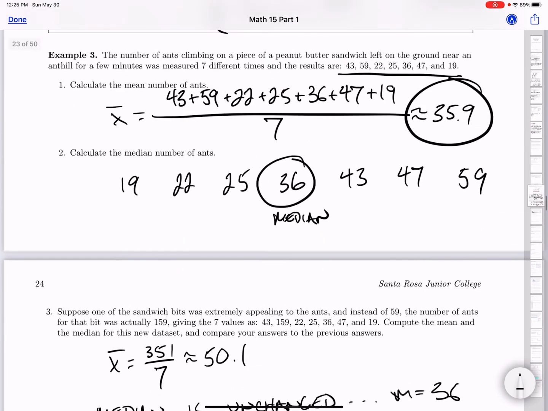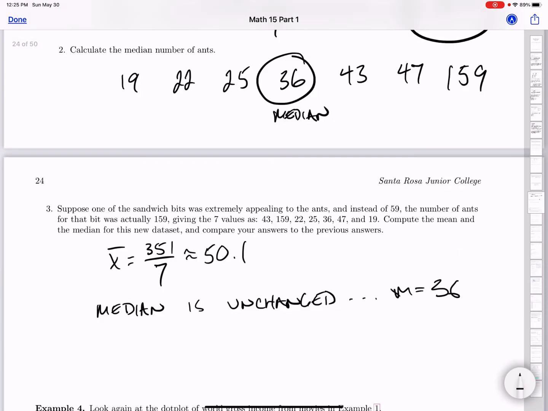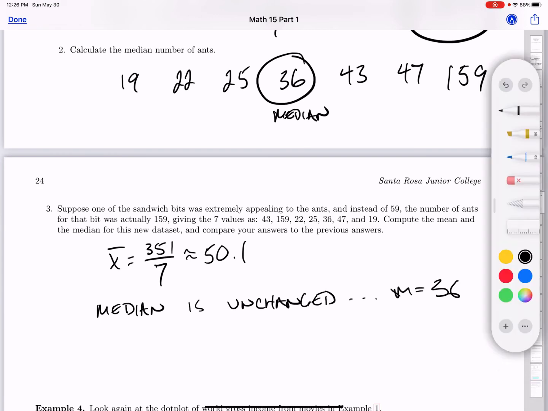Well, I could just look at the number 2, and if you put number 1 there, and change 59 to 159, that doesn't change the median at all. If you just change the largest value, in this case, from 59 to 159, nothing changes. So now we have a case where the mean and the median are not similar.